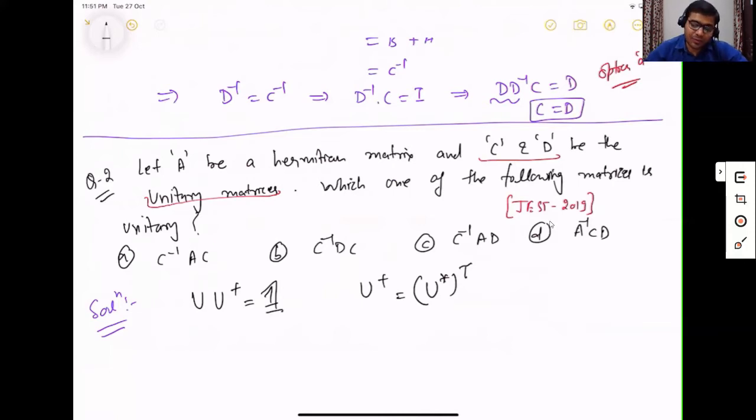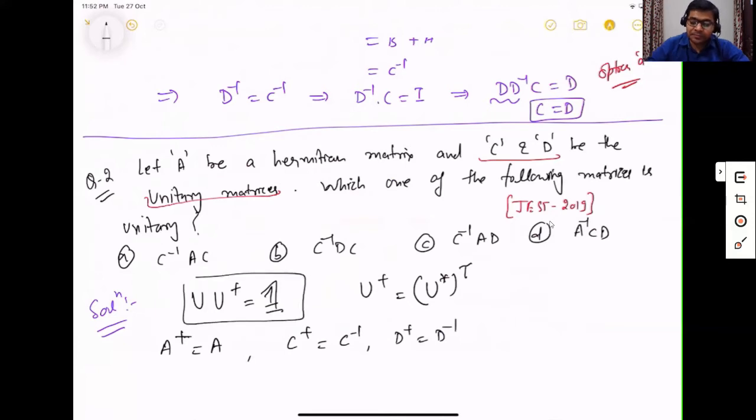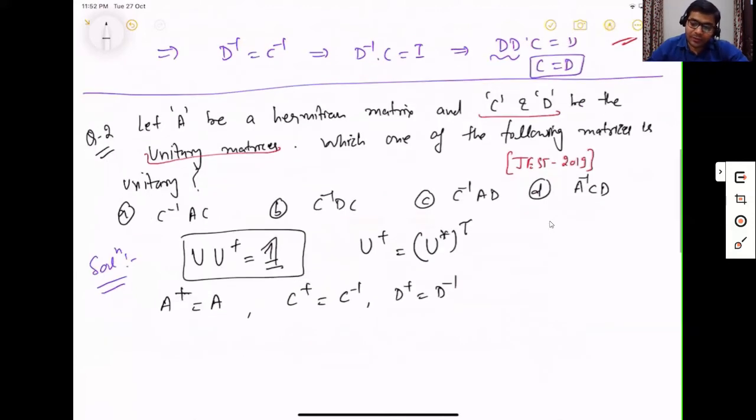So C and D are given to be unitary, and A is Hermitian. Hermitian means if you take the dagger, it is equal to A itself. C and D being unitary means C dagger is equal to C inverse, and D dagger is equal to D inverse. Now we have to show which one of the following matrices is unitary. Let me choose option A first, C inverse A C. If it is unitary, then multiplying by its dagger should give me identity.